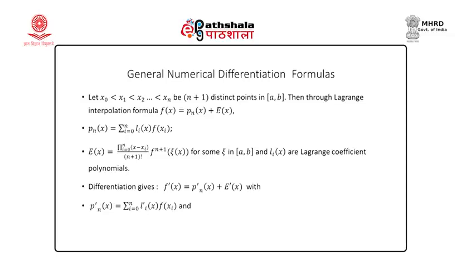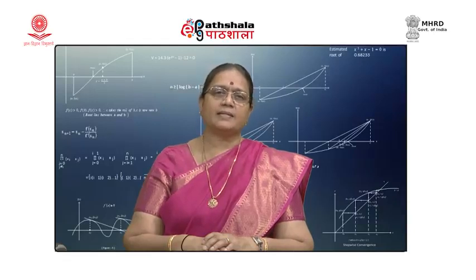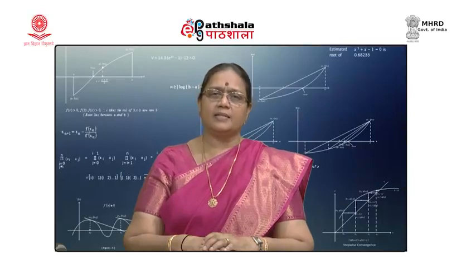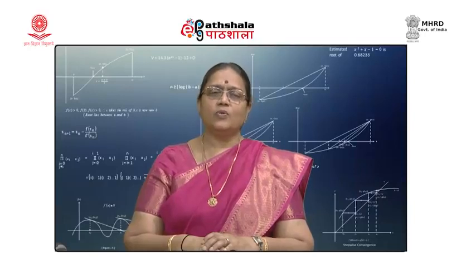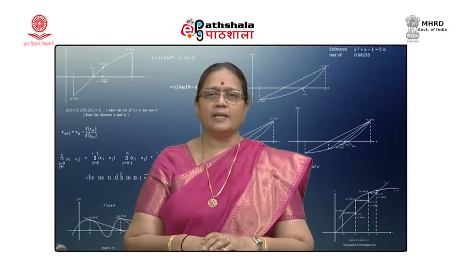L i x is given by the product of x minus x j, that is x minus x 0 into x minus x 1 up to x minus x n, and the x minus x i term is missing. For example, if we take L 0 x, it is x minus x 1 into x minus x 2 up to x minus x n. If we take L 1 x, it will be x minus x 0 into x minus x 2, x minus x 1 will be missing, up to x minus x n. So, the numerator is the product of x minus x j's, but remember that if it is L 2 x, x minus x 2 is missing.